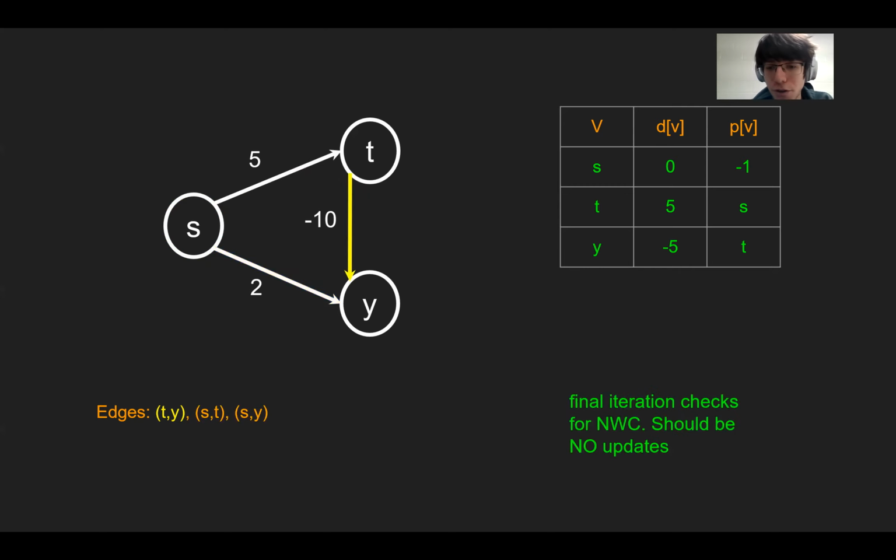So now we start our third iteration. And again, this should have no updates. If there is an update, that must mean that there's a negative weight cycle. So we're actually going to check, is there an update? Well, not so far, right? Here, yeah, there should be no updates. And here, we actually don't see an update, right? So what this means is that there is no negative weight cycle.